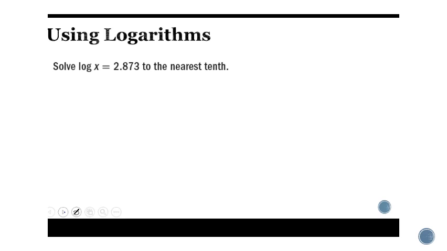Okay, so we can also use logarithms to solve for different types of equations. So the last equation we were solving for the exponent, so we needed to use a logarithm. But here we're solving for the answer. So we're going to rewrite this log, and we're going to include the base. So log base 10 of x is equal to 2.873. So we're going to rewrite this as an exponential to look at what we're actually solving for. So if we rewrite it by looping, we see that 10 to the 2.873 power is going to be equal to our x value.